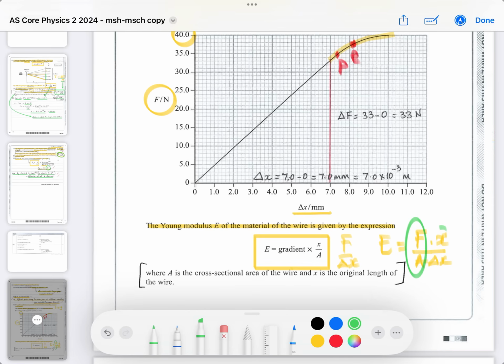So you will notice that it's stress over strain, of course, because this is 1 over strain. So that'd be 1 stress times 1 over strain, which is the same as stress divided by strain. Okay, so they're giving you that, and you're going to use it in a minute.